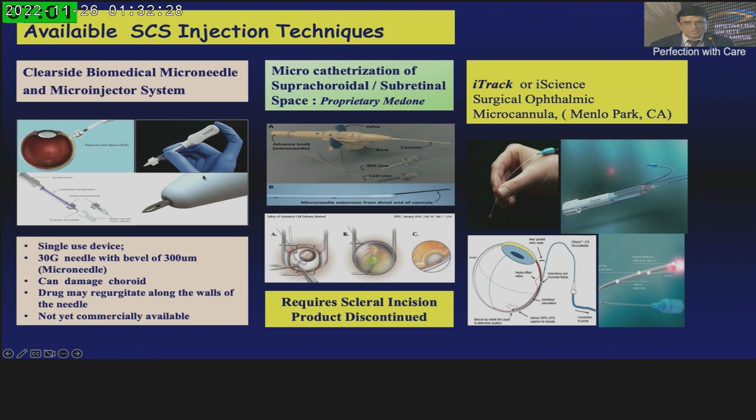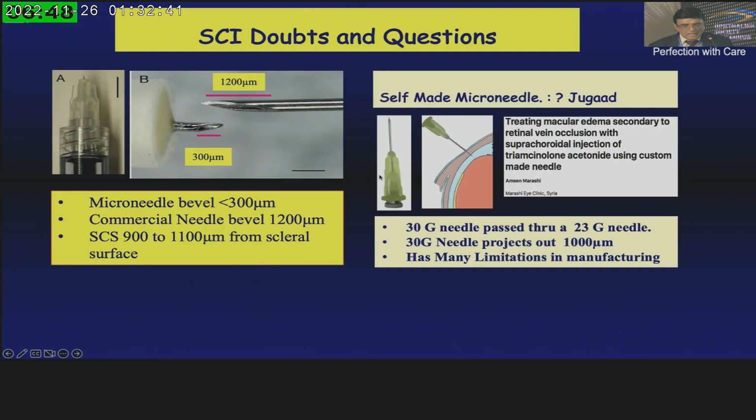One injection, it's not yet available in the country, but may cost anything over 30,000 rupees. There was also microcatheterization of the suprachoroidal space by Med1, which has now been discontinued. Then you have this jugaad which people have done, and many of you may have attempted it, of using a 23 gauge and a 30 gauge needle, making a needle out of it which projects about 1000 microns beyond the needle tip, and that goes perpendicularly into the suprachoroidal space.